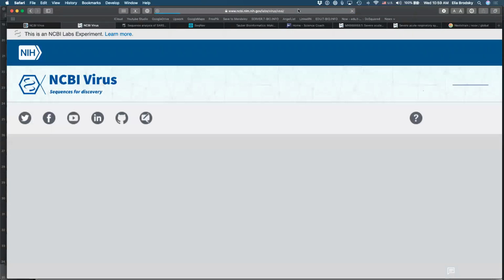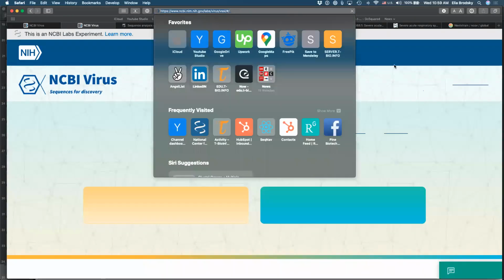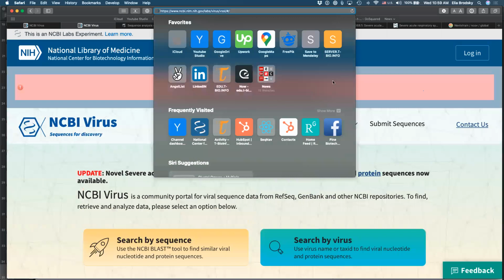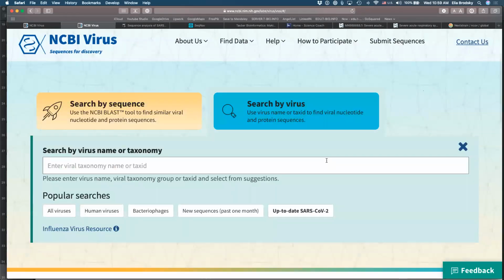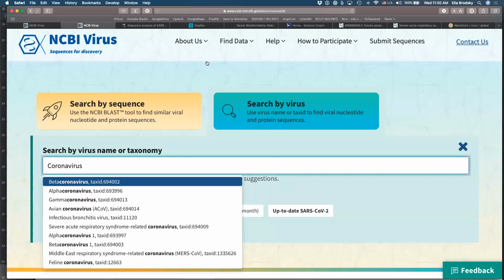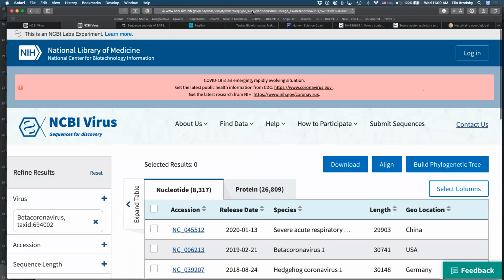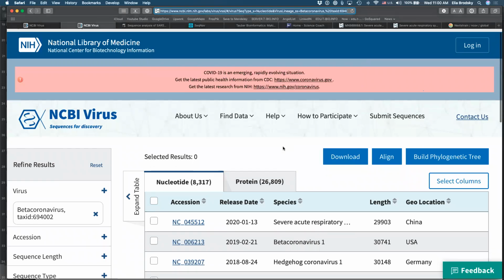So this is the link that we want to go to. It's the NCBI Virus. You can click right here, search by virus, and type in coronavirus. And we want to look at the beta coronavirus together. So this is the link to get to the beta coronavirus. I'm going to paste the link right here.